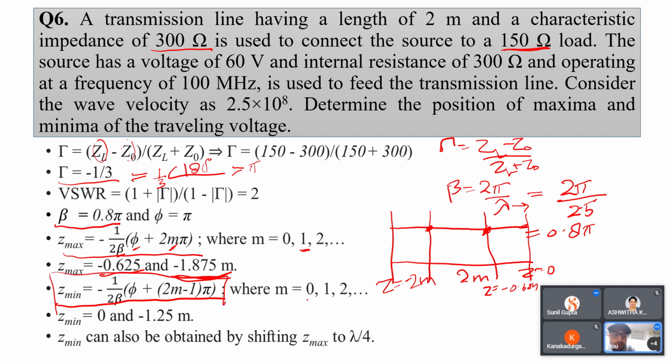Okay, so similarly you can calculate the value of z min by using this equation. You just have to put the values 0, 1, 2, so you will get the value of z min as this one. Okay, so any doubt in this question?